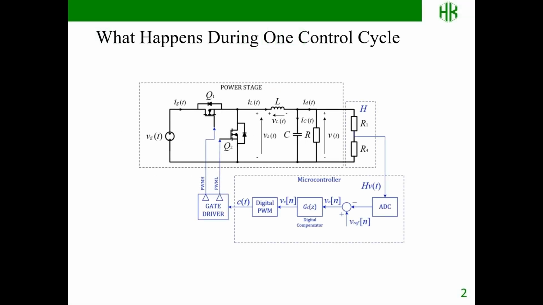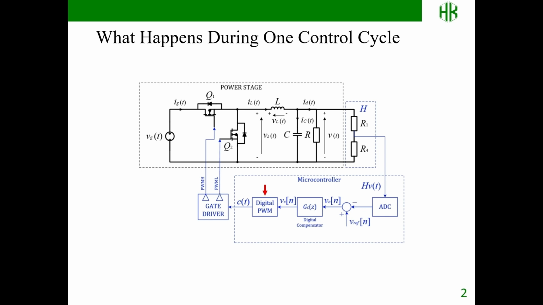Whenever we implement a digital controller, all computations are executed by the microcontroller. The ADC samples the converter signals. The control algorithm calculates the new duty cycle. Finally, the PWM module updates the switching signals. At first glance, this seems straightforward, but there is one important limitation.